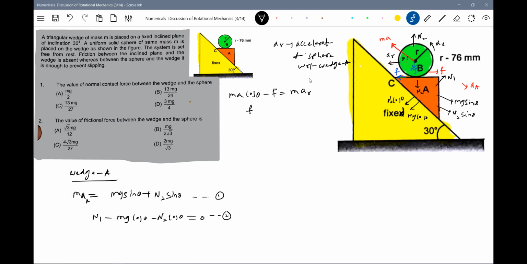Let it be. So this will be F into R equal to 2 by 5 mr square into alpha R. I think we have plenty of unknowns. What to do after this? We have one more normal contact. N2 also we can write it. So what is the expression for N2? MA2 sine theta plus N2 minus mg equal to 0. All these are related to the sphere.